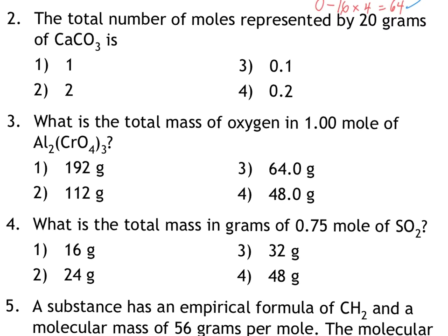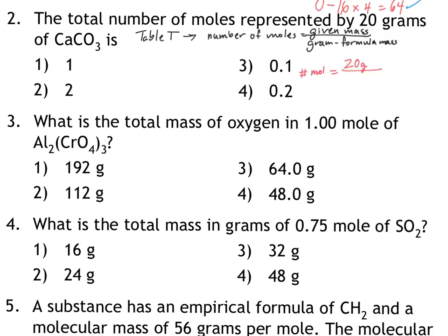Number 2, the total number of moles represented by 20 grams of calcium carbonate. On the back page of your reference table, on Table T, it tells you that the number of moles is equal to the given mass over the gram formula mass. So let's do just that. Let's put the given mass over the gram formula mass. So I went ahead and put the number of moles as the given mass over blank.